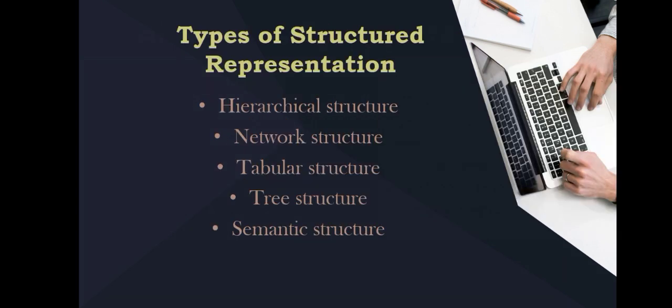Next is the types of structured representation. There are several types of structured representation that are commonly used to organize and present information. Here are some examples. First is hierarchical structure, network structure, tabular structure, tree structure, and semantic structure.